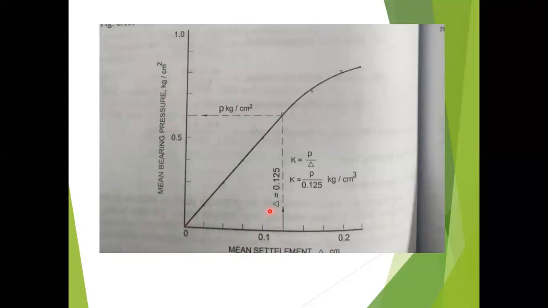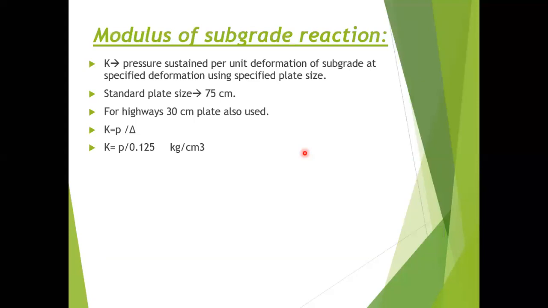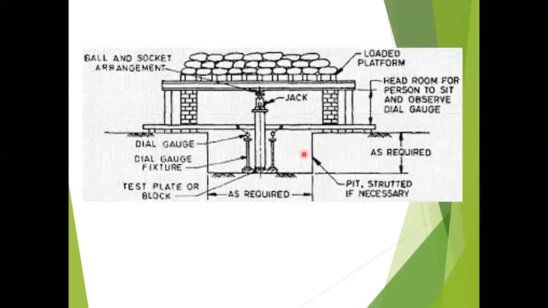In CBR you plot the graph and take the reading at 2.5 and 5. Like that, here also you are taking it at 0.125 centimeter, delta is 0.125 centimeter. You will obtain some curve. Just drag this curve and measure the p value, that is the pressure value. This pressure will be in kg per centimeter square. You can see it. This is the arrangement and that is the diagram which you have applied.